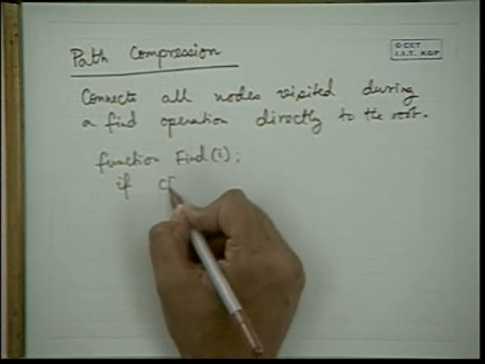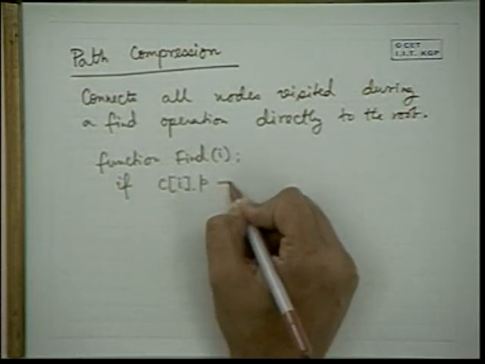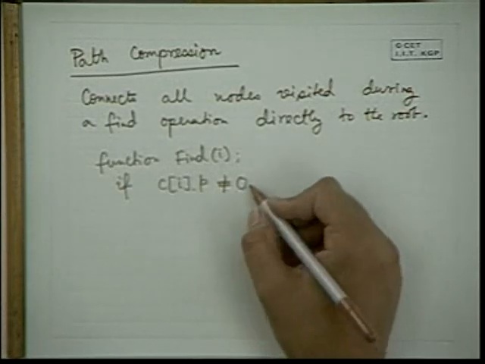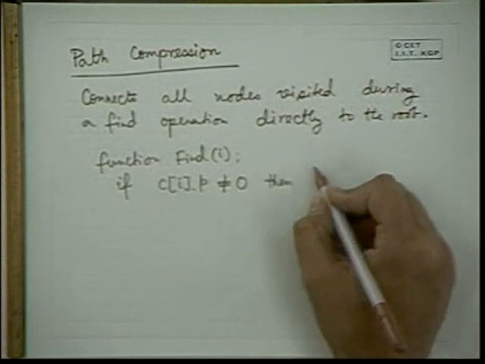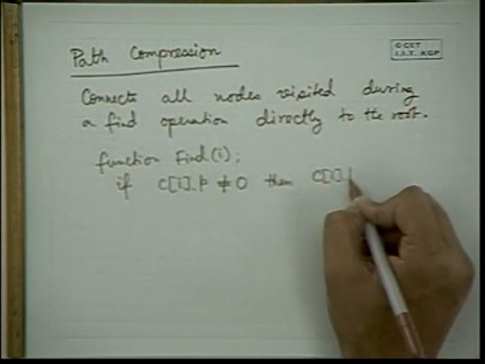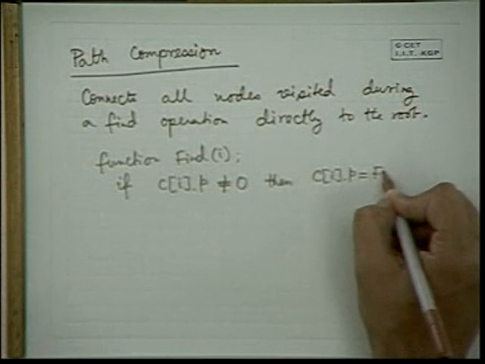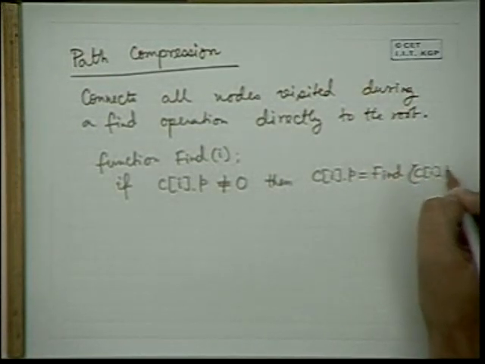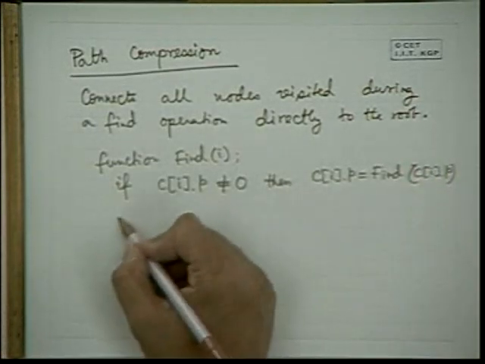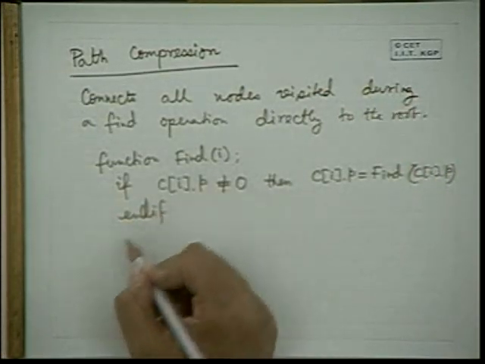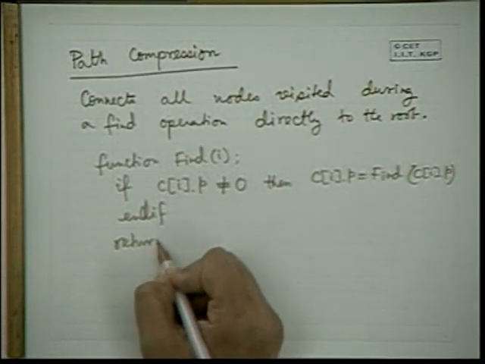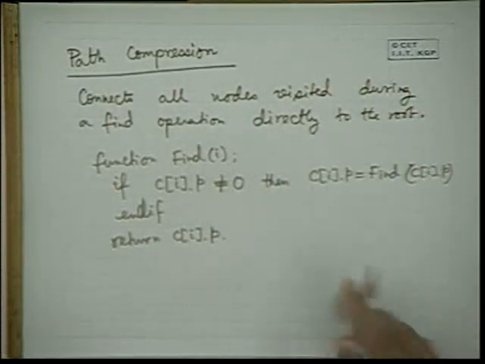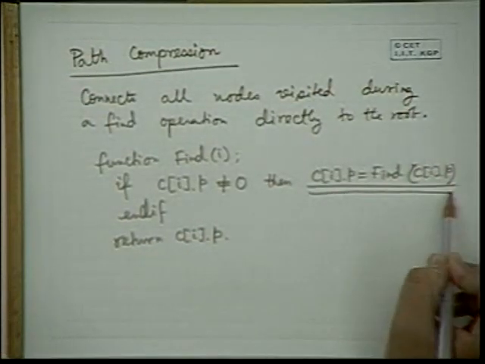If ci.p is not equal to 0, where 0 means it is not yet a root, that is, it is not a root, then ci.p is set to find(ci.p) and we return it. So this is a recursive call, and this is what is actually doing the work.